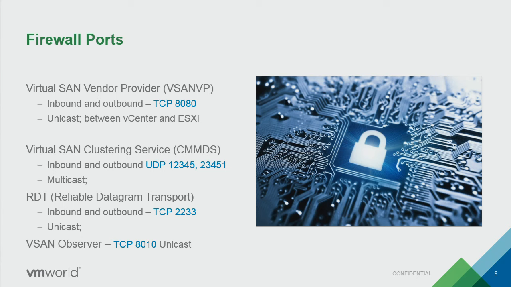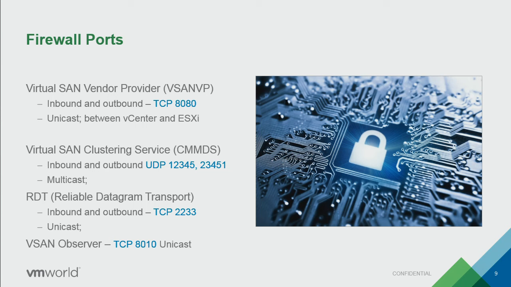The next one is CMMDS, the service I mentioned. So this is a highly available and efficient network service, right? This is what the RDT protocol, which is a proprietary implementation within vSAN, uses, right? So RDT is over TCP. It uses CMMDS to do the metadata updates. So these are the two: UDP 12345, 23451, and RDT, TCP 2233 are the ports you need for those.